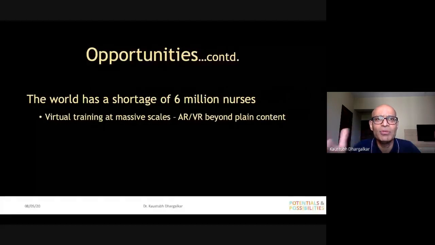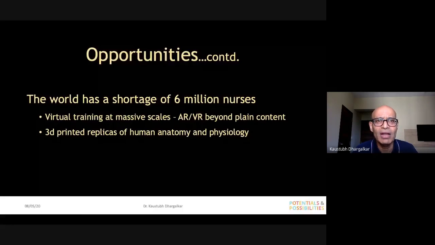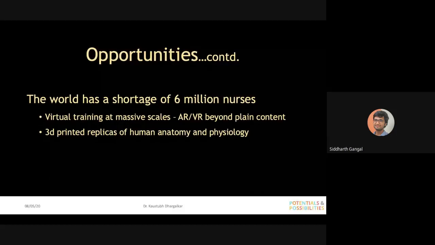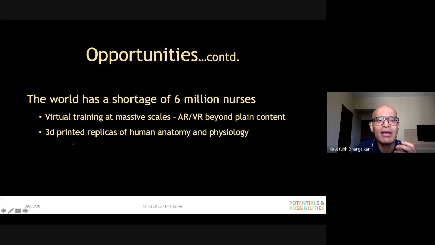Next, again, nursing is not a profession which can be done even with augmented reality and virtual reality alone. The nurse has to be given a touch and feel of human anatomy and physiology. That's where companies in the 3D printing space could connect with these virtual training platforms and give the touch and feel of human anatomy and physiology. So going forward, those are opportunities which I see specifically in that space.